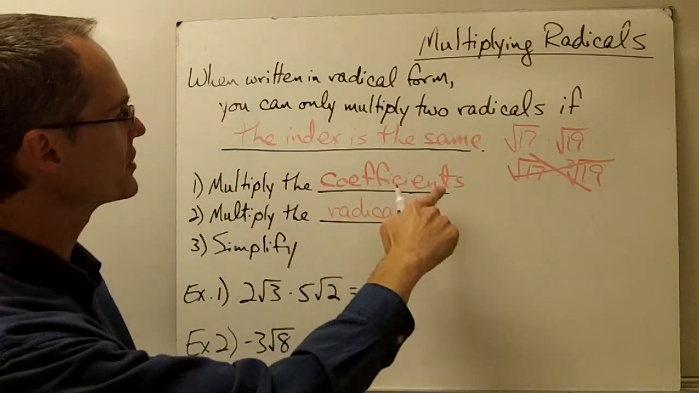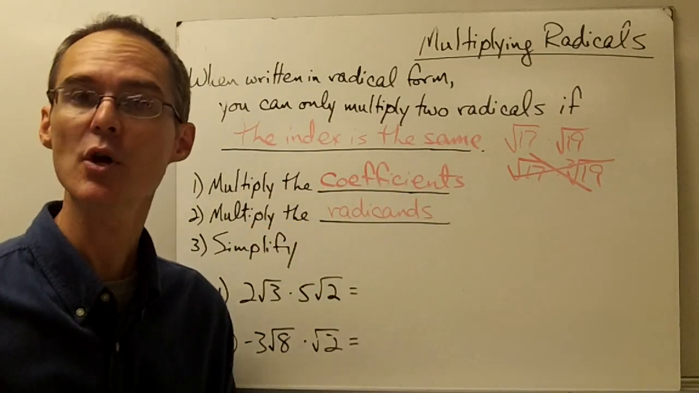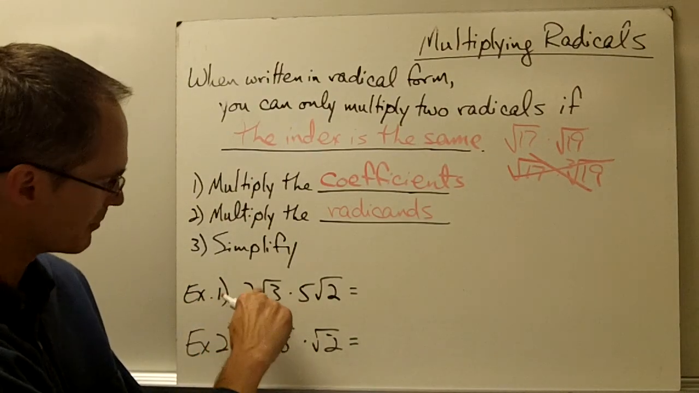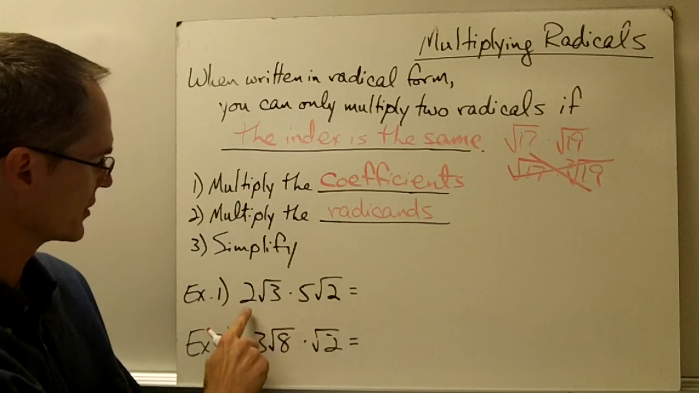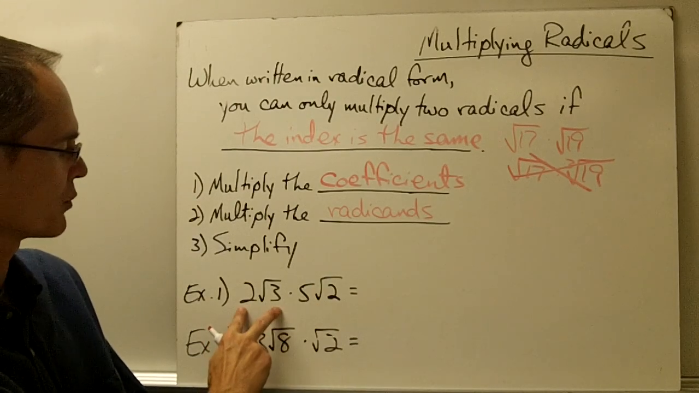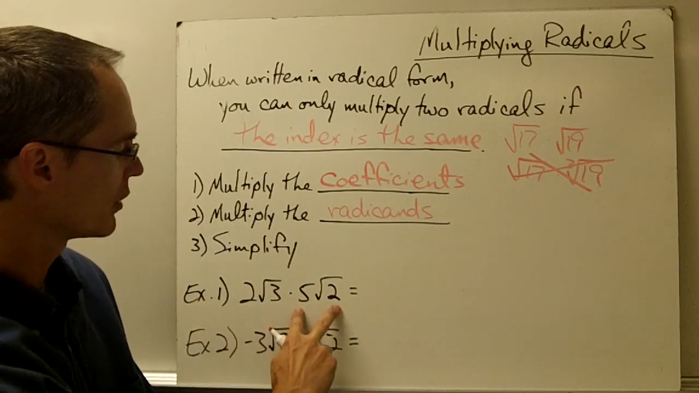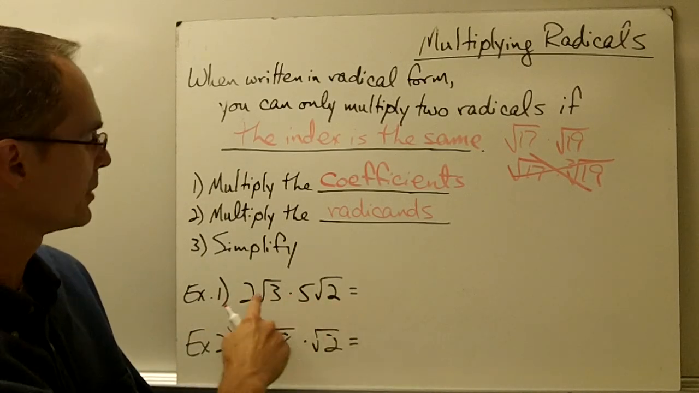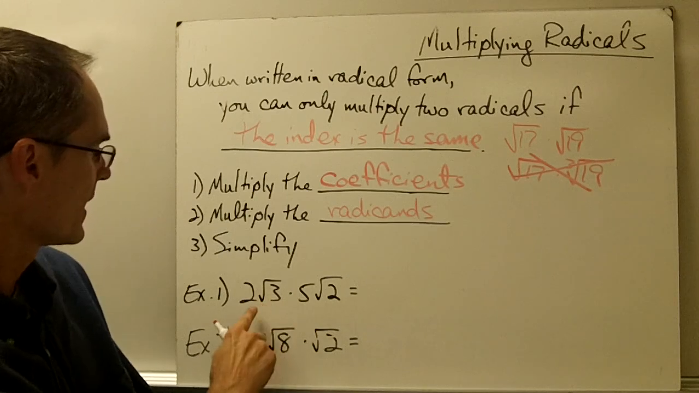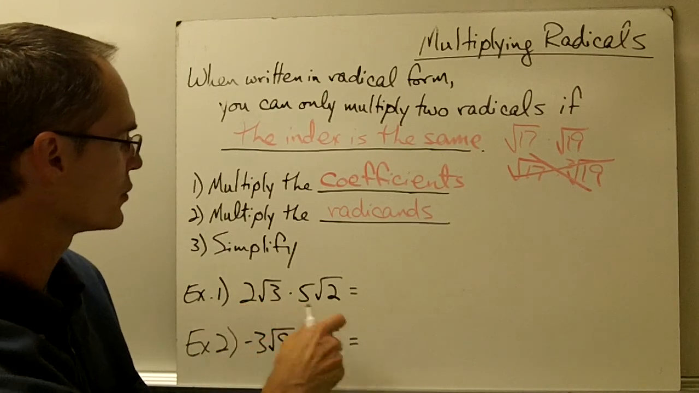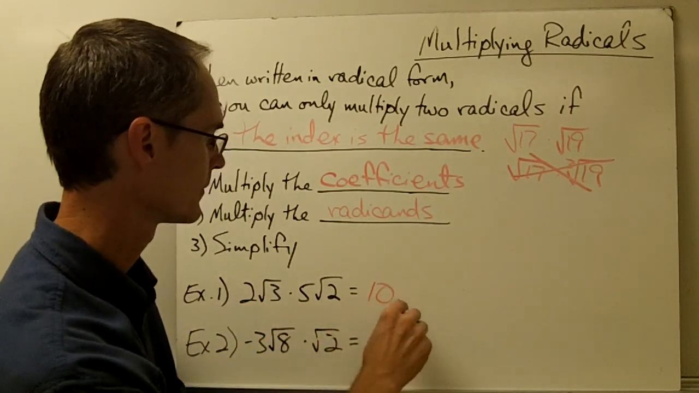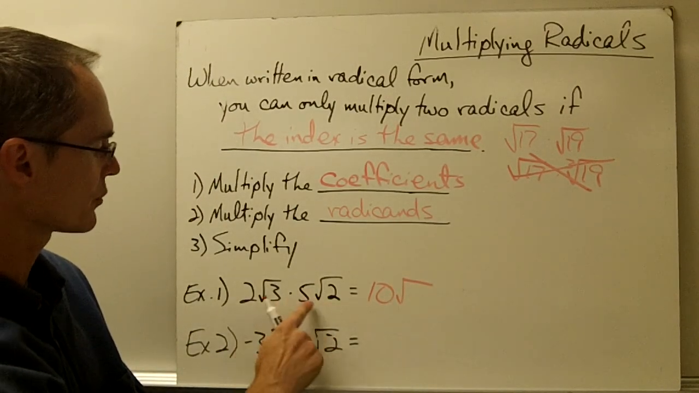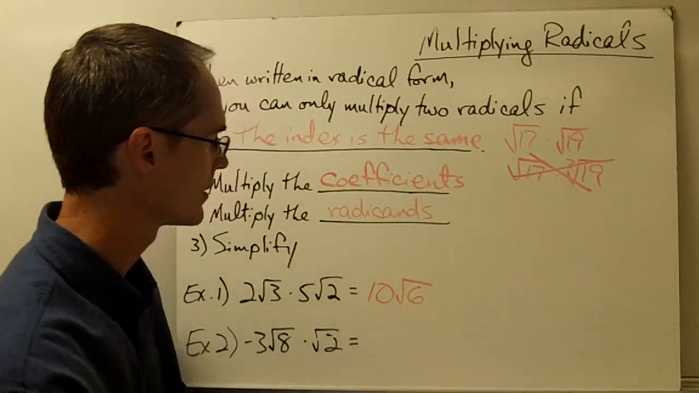Now, the coefficients of a radical expression are the same as coefficients of any algebraic expression. The coefficients are the numbers that come before the radical symbols. So, for example, the coefficient of this radical expression is 2. The coefficient of this radical expression is 5. So, if I want to multiply these two radical expressions, I would first multiply the coefficients. 2 times 5 gives me 10. Then I multiply the radicands. 3 times 2 gives me 6.